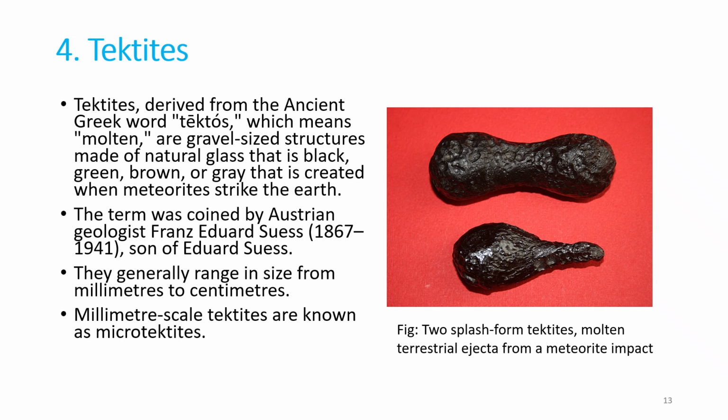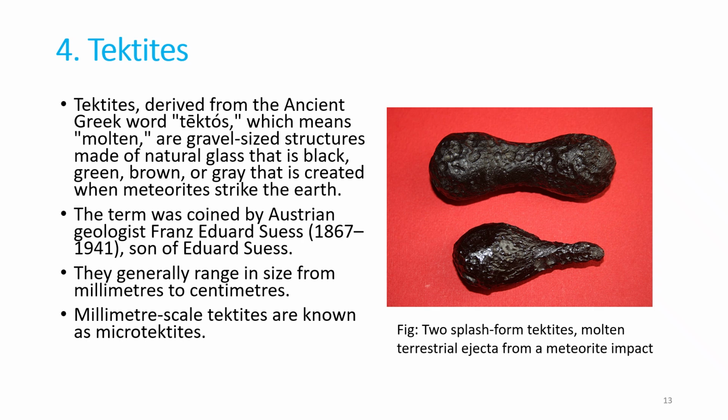Coming to the fourth category of meteorites, these are tektites. Tektites are derived from the ancient Greek word tektos, which means molten, and are gravel-sized structures made of natural glass that is black, green, brown or grey, and is created when meteorites strike the earth. The term tektites was coined by Austrian geologist Franz Eduard Suess, son of Eduard Suess, and they generally range in size from millimeters to centimeters, and millimeter-scale tektites are known as microtektites.